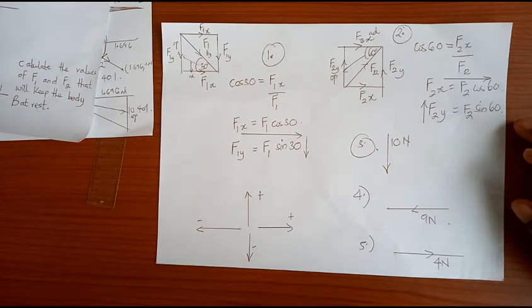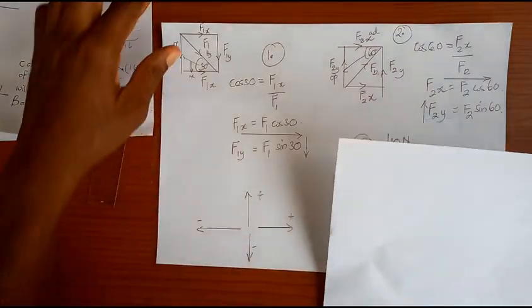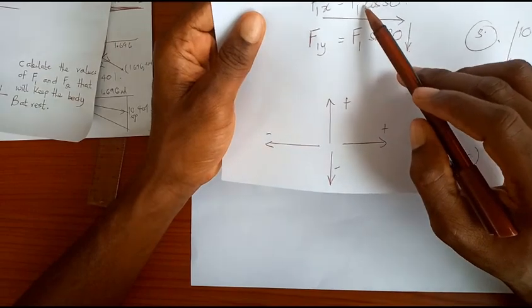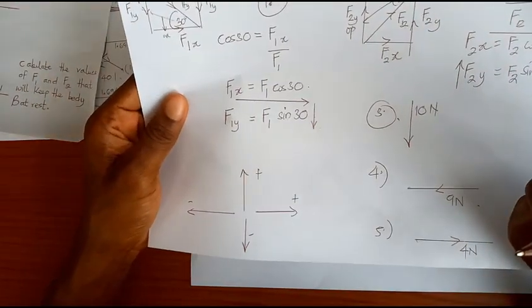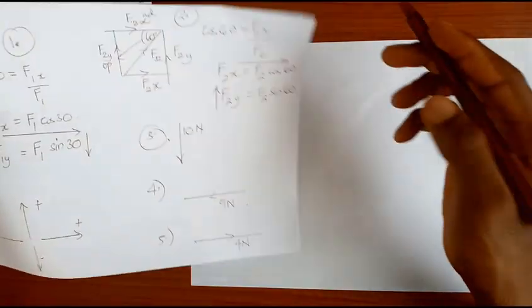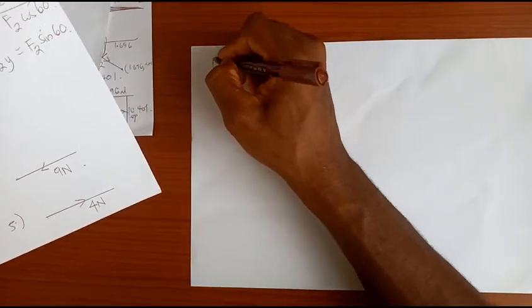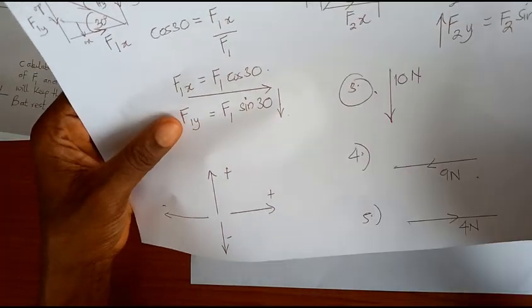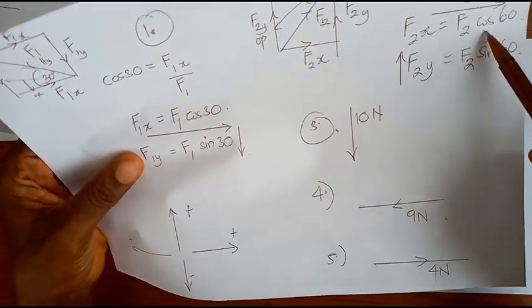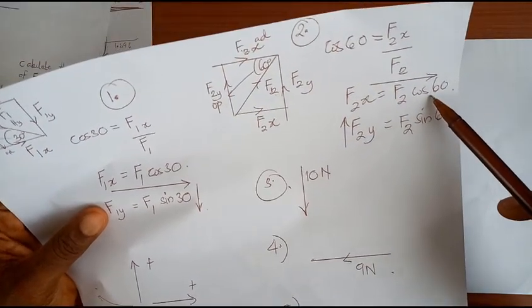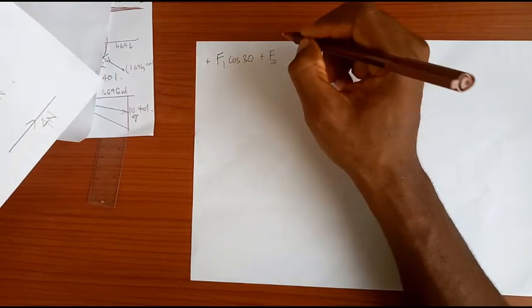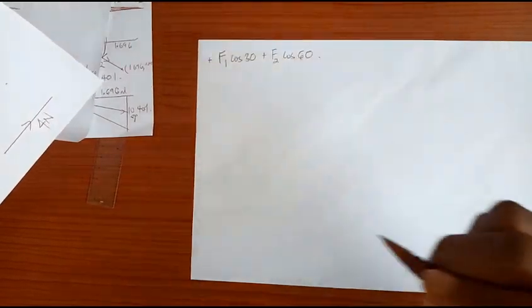So we add all our x components and add all our y components. This is our x component going towards this side, so it will be positive. So I have F1 cos 30, which is positive. Come to this second one. This is the x component, which is F2 cos 60. Where is it going? Also going in the positive direction. So I'll do F2 cos 60. Can you see?